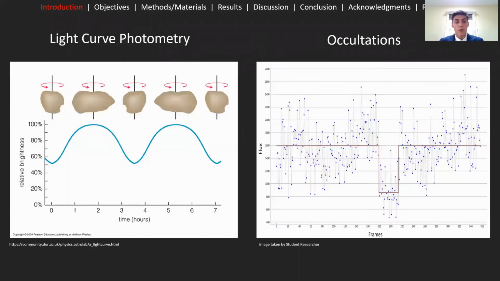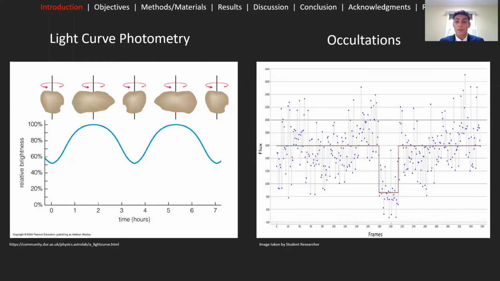There are two main ways for generating shapes and shape models for asteroids. The first being light curve photometry, seen here on the left of the slide. Light curve photometry occurs when an astronomer observes an asteroid rotating around its central axis for a long period of time, usually 7 to 10 hours. And from these events, astronomers can then characterize that asteroid, generating shape models.